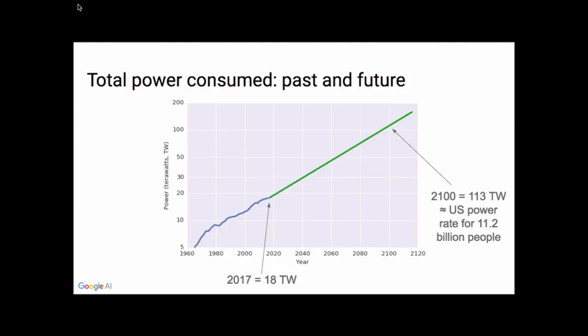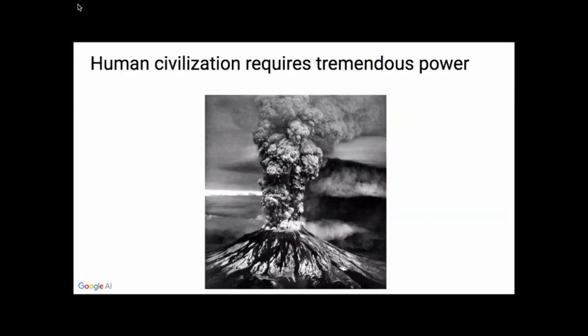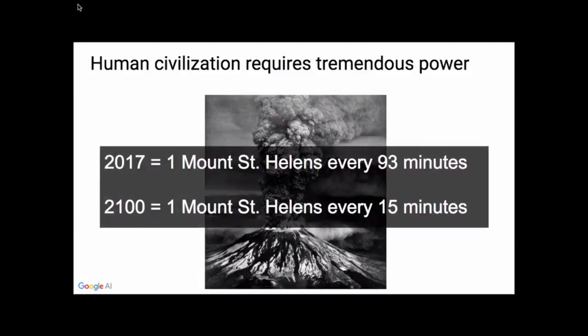Now, it's very easy to have a graph with 18 terawatts and 113 terawatts, but you really have to viscerally understand how much energy that is. It's a tremendous amount of energy. Here's a picture of Mount St. Helens up near where I live in Seattle. It erupted in 1980 and spread ash and mud flows every which way, and so it released a lot of energy. Human civilization right now uses 1 Mount St. Helens amount of energy every 93 minutes. That's all of us collectively. And by 2100, that's going to speed up to 1 Mount St. Helens every 15 minutes.